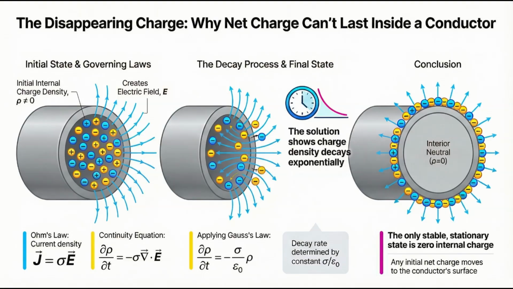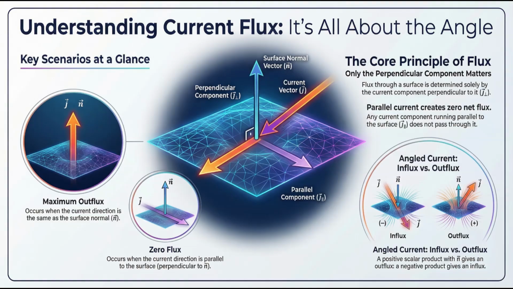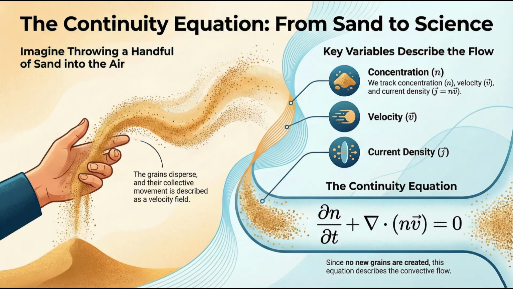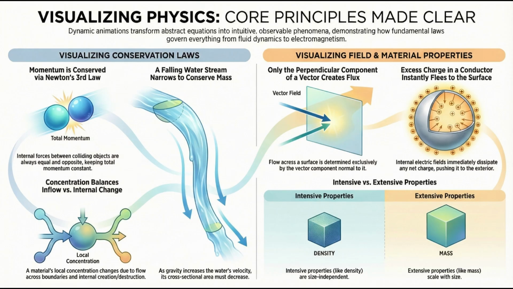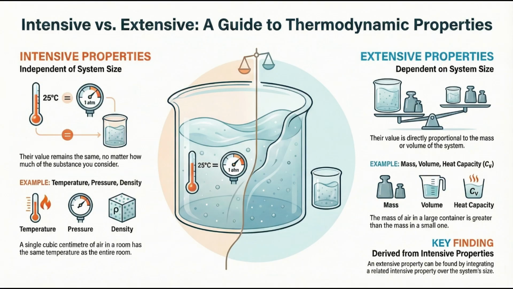Second, the origin of conservation laws. The law of conservation of momentum is a direct consequence of Newton's third law, the whole action-reaction principle. In any closed system collision, the internal forces are always equal and opposite. They perfectly cancel each other out. This means the total momentum of the system has to remain perfectly constant.